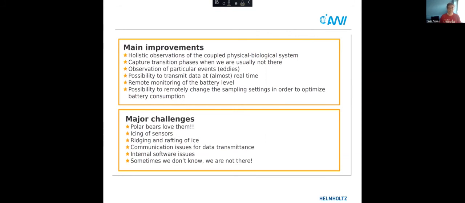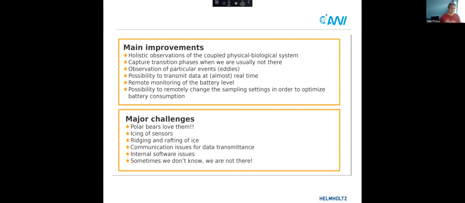The system, as it is designed now, is able to transmit data almost in real time, which is a big advantage. We can see what the status of the system is, how well the batteries are doing, and so on. And we can actually manipulate the measurement regime remotely from a warm office at home. And this has been done several times, and so far has always been successful.